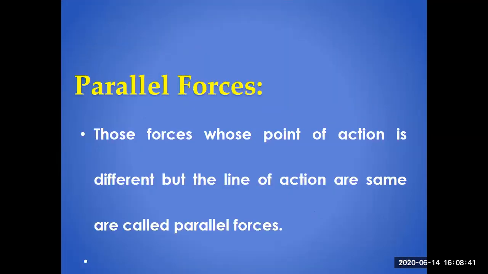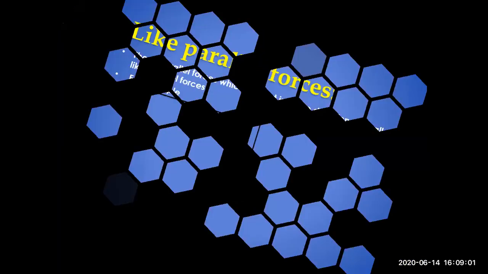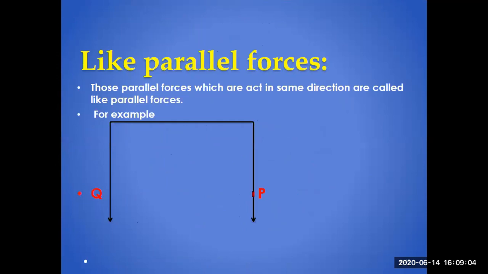Now let's understand parallel forces and anti-parallel forces. Those forces whose points of action are different, but whose line of action is the same, are called parallel forces. Now, what is the example? We will see this one. These are the parallel forces. The line of action of the force is the same. The parallel forces which act in the same direction are called like parallel forces.